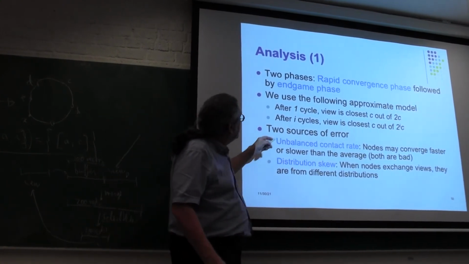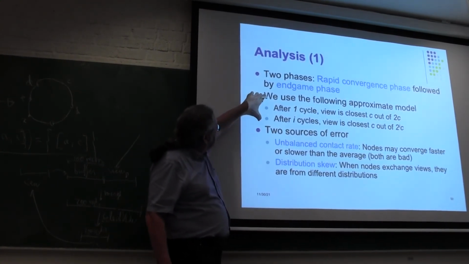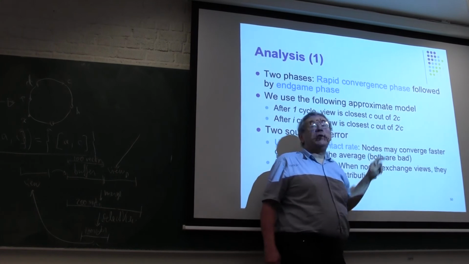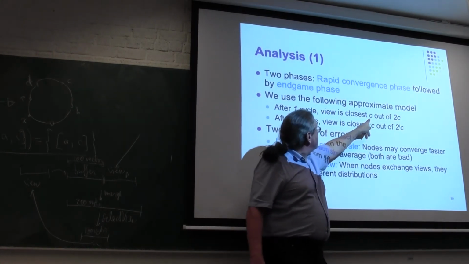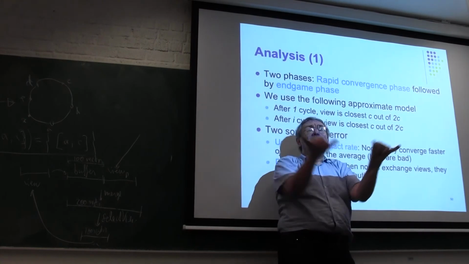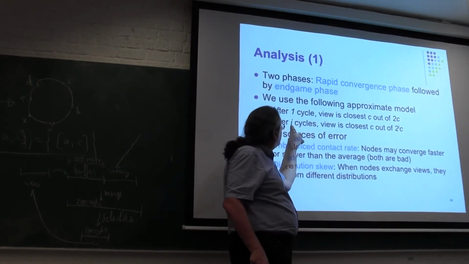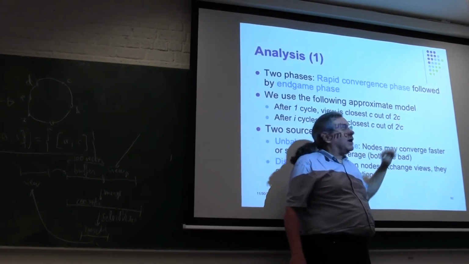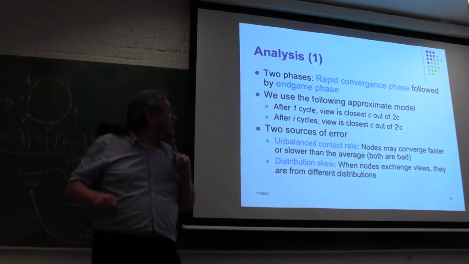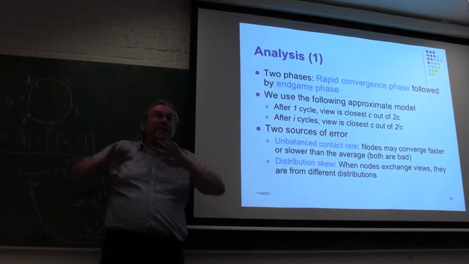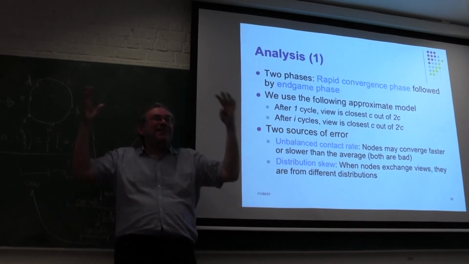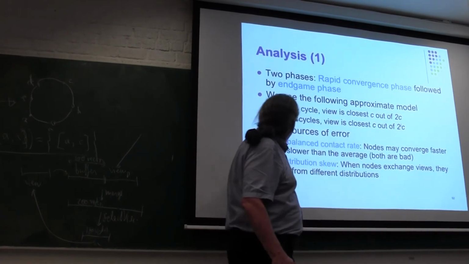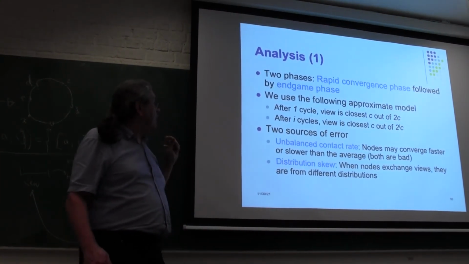Okay? And to analyze it, we can make some kind of approximation. After one cycle, you pick the best C out of 2C. If I have 100 vectors, you pick the best 100 nodes out of 200 from the 2 nodes. But after I cycles, each time you're doubling, it's the closest C out of 2 to the I times C, as long as 2 to the I times C is smaller than the overall size, because then you start having sharing. So this is an approximate model that works as long as the number of cycles is small.